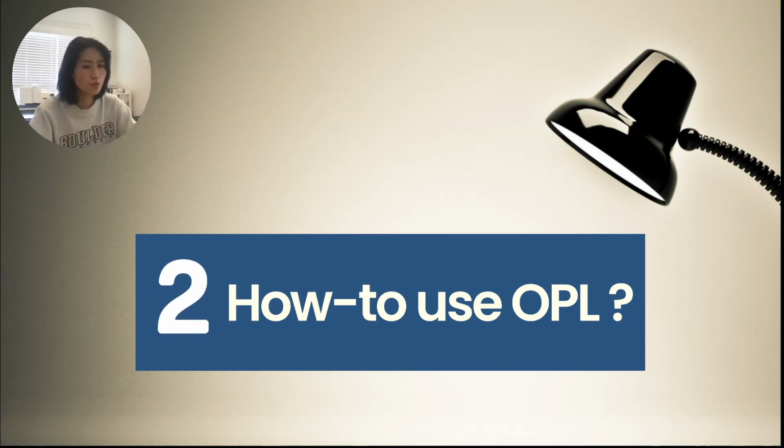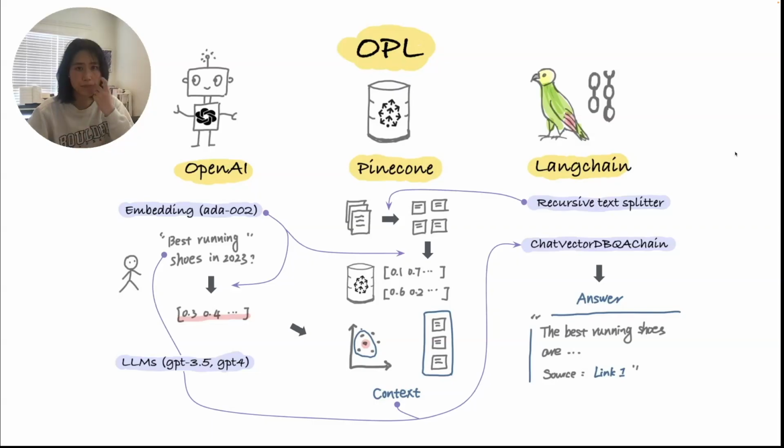Next, I'm going to show you how to use the OPL stack to build a ChatGPT with domain knowledge. The typical process starts with first getting all the articles or web pages, whatever you want to use as a knowledge base. And we are going to use Langchain's recursive text splitter to break those web pages or articles into smaller chunks. This way you get relevant information.